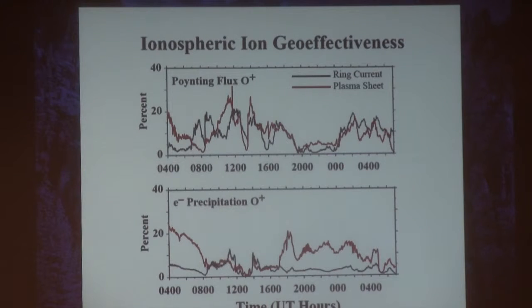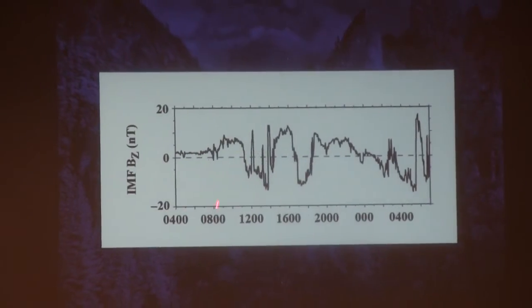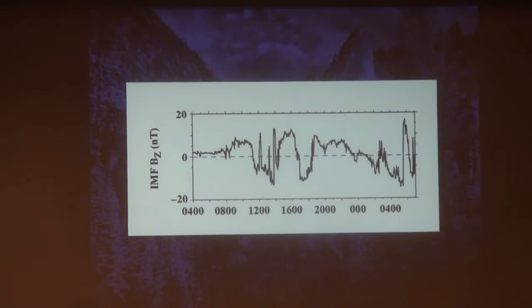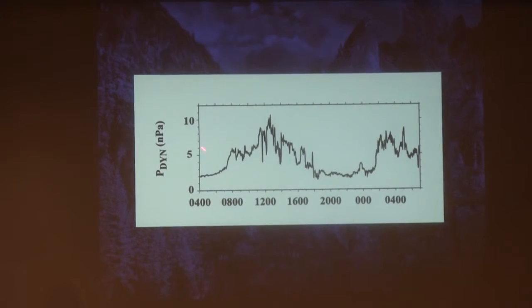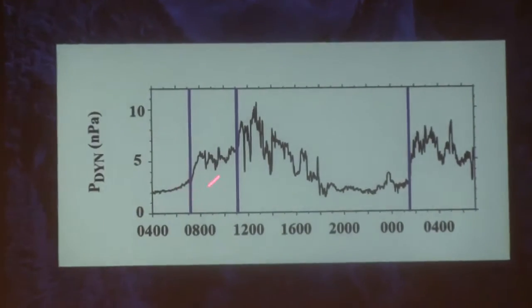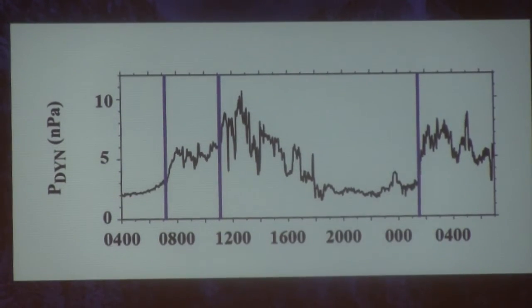Again, if we look at geoeffectiveness, now you see that it's a lot more variable than the CME storm. I'm going to go through the same steps, looking at these one by one. If we look at IMF Bz, there are a number of southward turnings here, and so I can shade gray the regions which are southward IMF. Dynamic pressure has one, two, three increases. The first and third are the two CIRs that arrive, and here's a smaller increase in between.